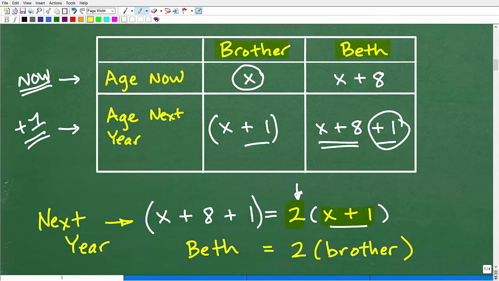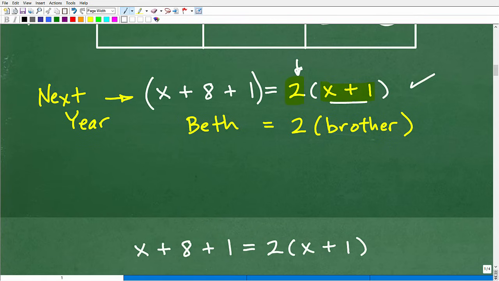So really make sure you understand this relationship. Next year, Beth is going to be x plus 8 plus 1, but she's also going to be twice her brother's age. So we can set up this equation. This is very, very important, and hopefully easier to determine once we have our nice table here. All right, so now we have to solve for x. We finally got ourselves a nice equation involving x.